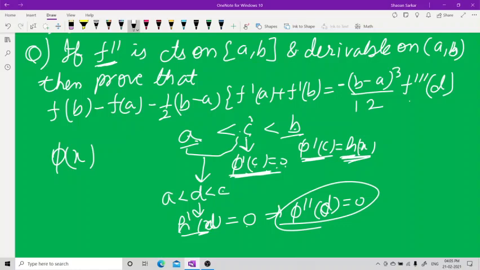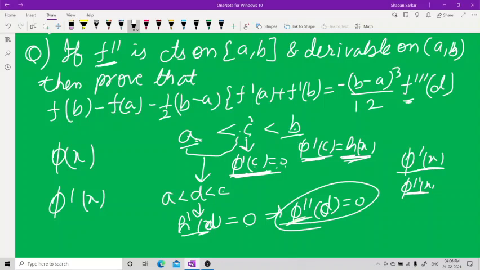Because we have to find a third derivative, this is basically what we do. We have phi x, we find phi dash x, and if we have phi dash x, we try to find phi double dash x, like this. Now here phi double dash x is continuous and differentiable. Therefore there is a phi triple dash x.